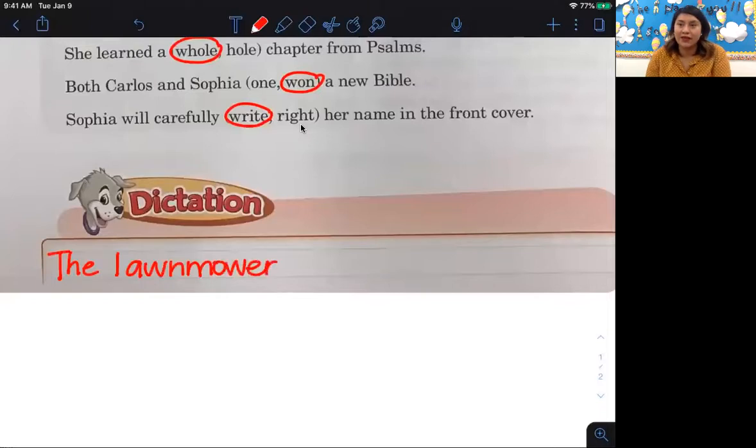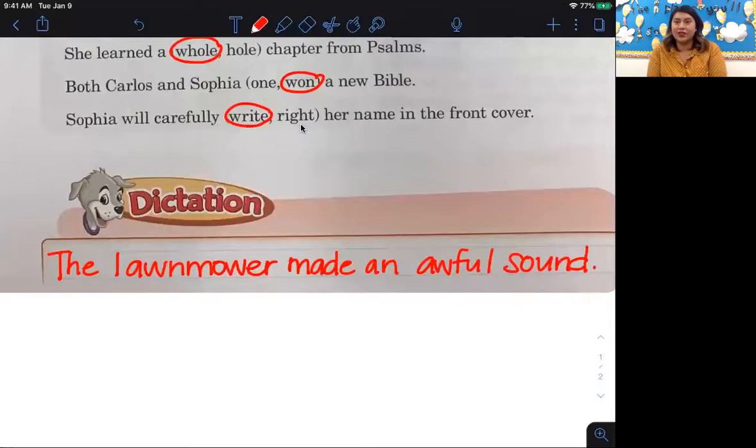You guys always want me to give you some really difficult and hard words, right? This is a big one. The lawnmower made awful. That's kind of tricky. Let's see if you spelled it right. Awful sound, period. Does your sentence look like mine?